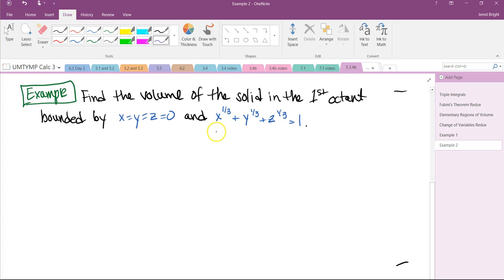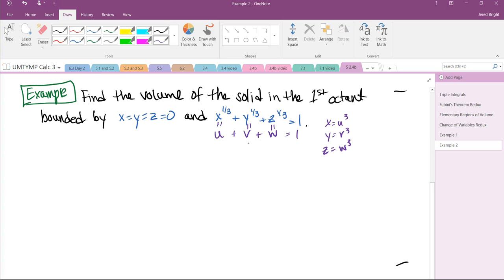It would be really nice if this was u plus v plus w is equal to 1, because that's a nice plane. So why don't we just define x to the 1/3 as u, y to the 1/3 as v, and z to the 1/3 as w. If I rearrange that, am I not saying that x is u cubed, y is v cubed, and z is w cubed? Yeah, that's true. And so then we just get u plus v plus w is equal to 1.